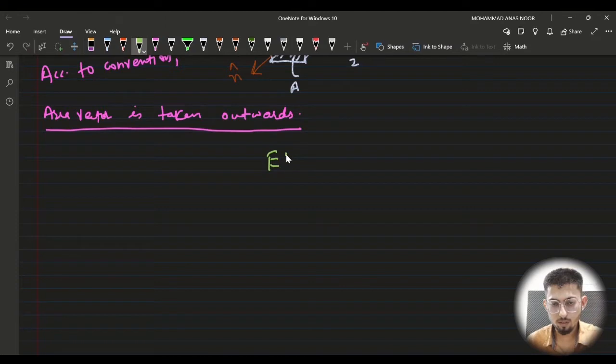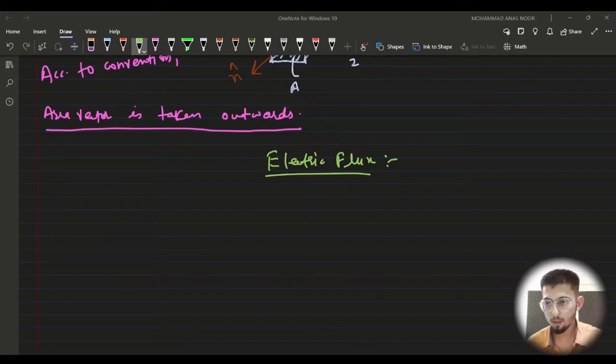Flux. Suppose there is a space, and in that space there is an electric field.